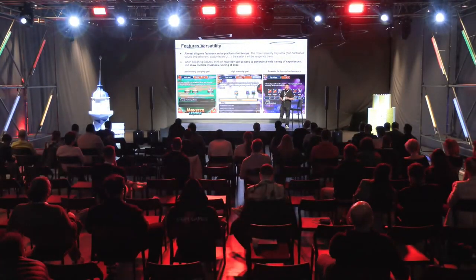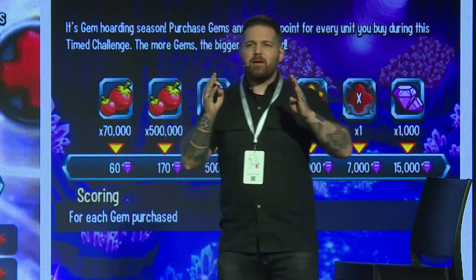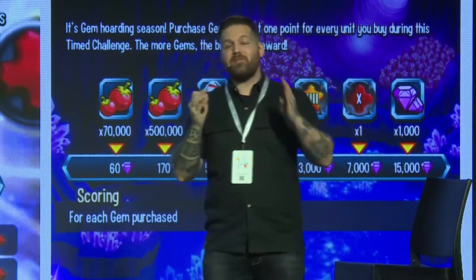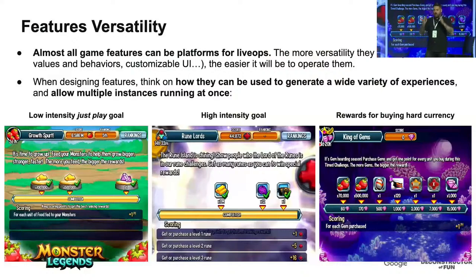Another topic that is key is feature versatility. And this is very important when you're thinking about how to design features on a game that has live ops and how to design live ops themselves. So for me, what is very useful in this regard is to think of all the game features as skeletons or platforms to run live ops. The more versatility they allow to change the graphics, have customizable UI, customizable parameters, and so on, the more tools you will have to customize that experience and create live ops around them.